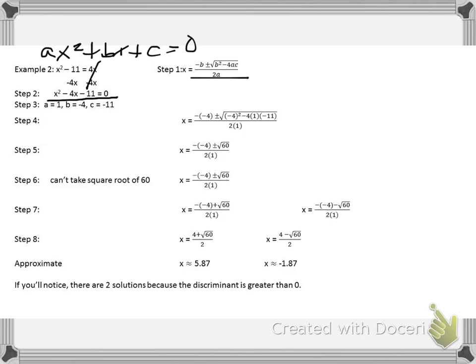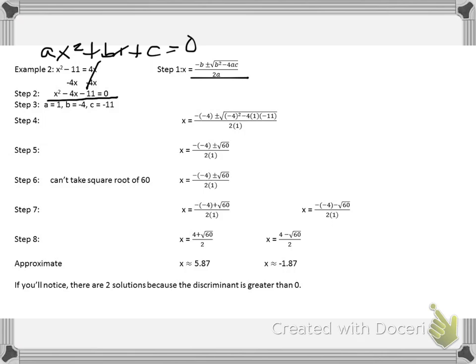Step 3, write down your A, B, C. A equals 1. B is negative 4 because we moved it over where it was supposed to be. And C is negative 11.